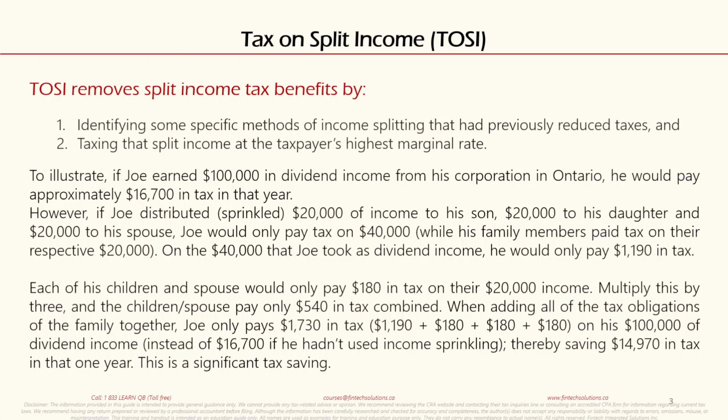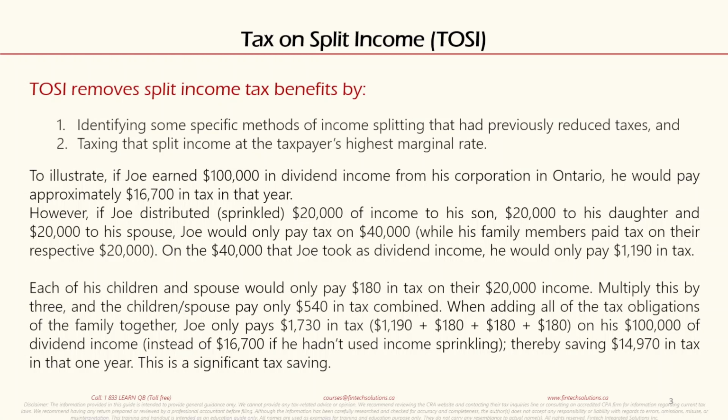If Joe earned $100,000, then he would pay approximately $16,700 in tax. However, if Joe distributed, or, in brackets, as sometimes the term is used, sprinkled $20,000 of the income to his son, $20,000 to his daughter, and $20,000 to his spouse, then Joe would only pay tax on $40,000, while his family members paid tax on their respective $20,000. So basically, out of 100,000, he says, hey, I'm going to keep 40,000 for myself, and I'm going to divide 20,000 to each of my three family members. So that's it. Total comes to 100,000.